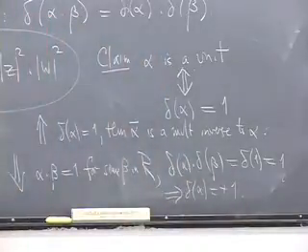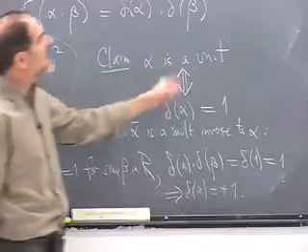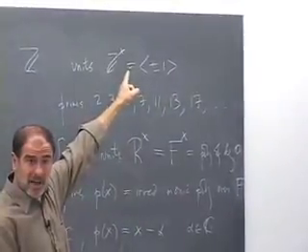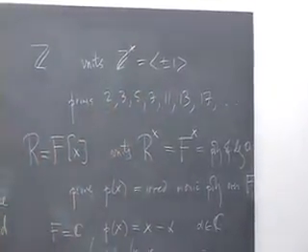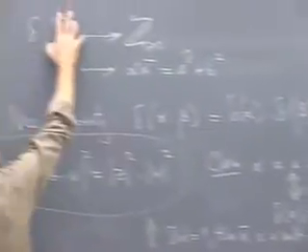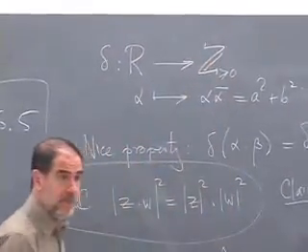Okay, so what we're using here to do this if and only if is that we know what the units are in the integers. Right? We know what elements have multiplicative inverses in the integers, and this map allows us to transform the question of units in this ring to units in this ring.